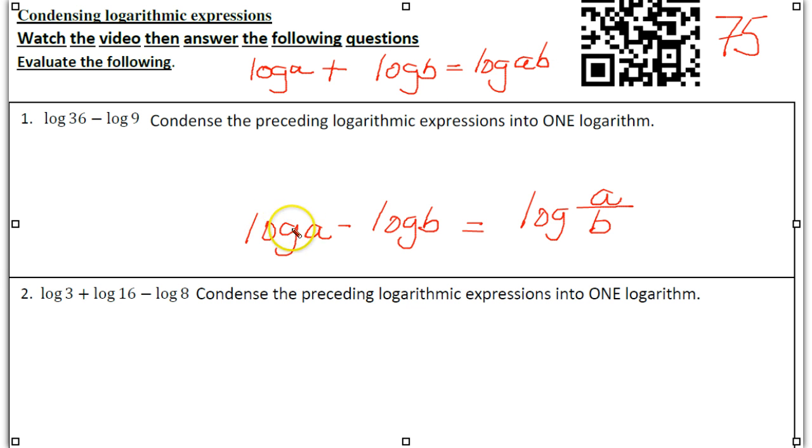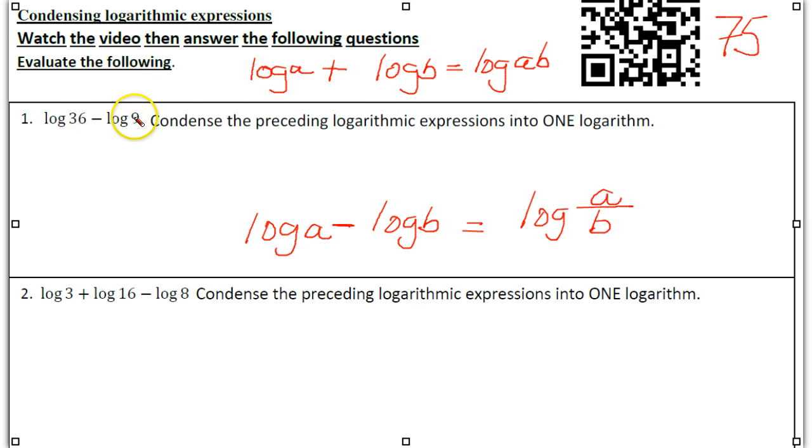Now in the same pattern, if we have the expanded form log A minus log B, and we were going to put that into a condensed form, that would be log. But now because of this negative sign here, where here this was addition, we had multiplication, here we have subtraction, we're going to have division. And again, this is more fully explained in the lesson from our textbook.